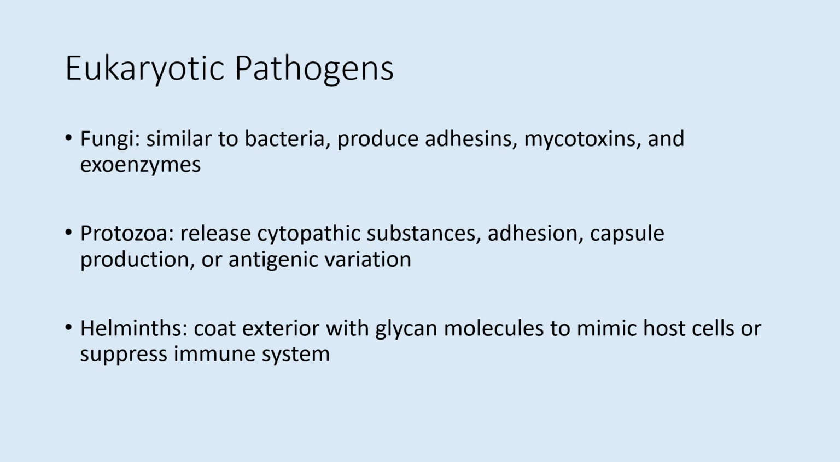Depending on the protozoan, some of them produce capsules, which also provides protection for them, or some variations in their antigens. The antigen is something the foreign substance makes, so this makes it harder for our immune system to detect it. Helminths, which are worms, often have an exterior coat that has glycan molecules on it, basically mimicking our cells. Kind of, let me look like you, so you won't realize till it's too late that I'm not you. And sometimes they work to help suppress the immune system as well.